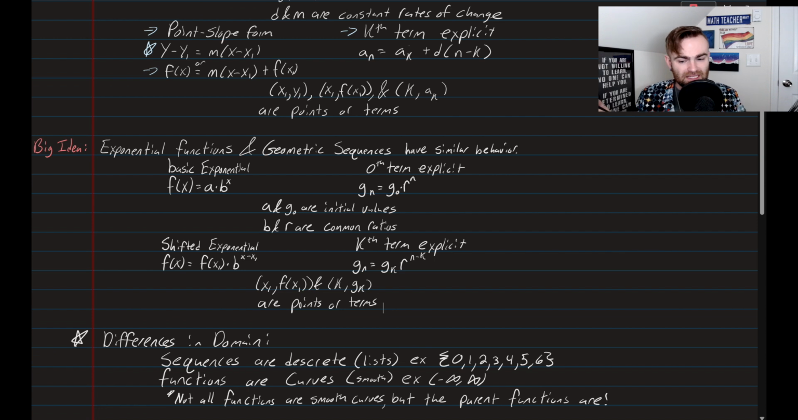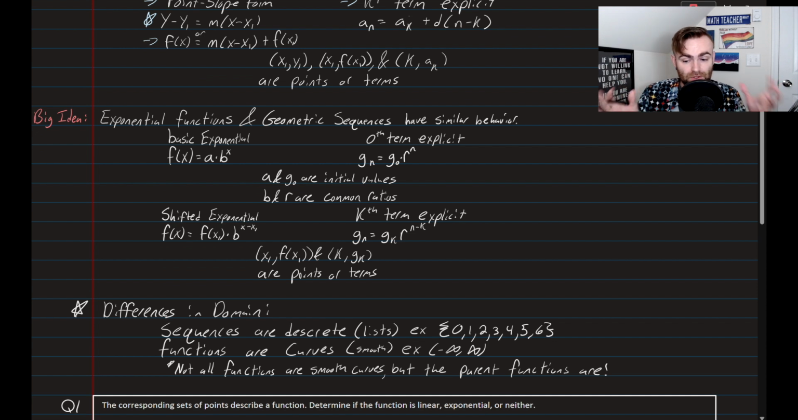We can also shift exponentials, and that's where we get this shifted exponential equation. We have the exact same setup. It's something times something to a power, but in this case, instead of the initial value, we have just a value. And then we are raising the power to x minus the input for that value. And then our kth term explicit is exactly in the same fashion.